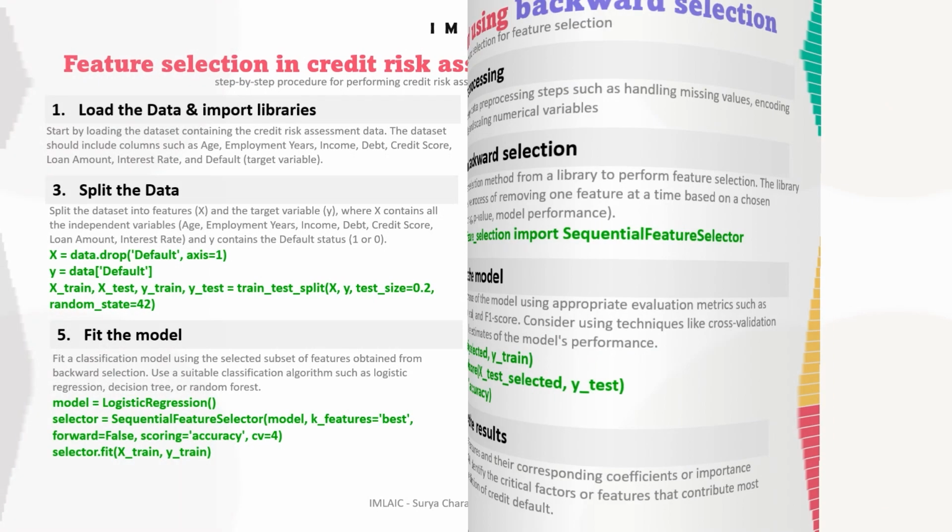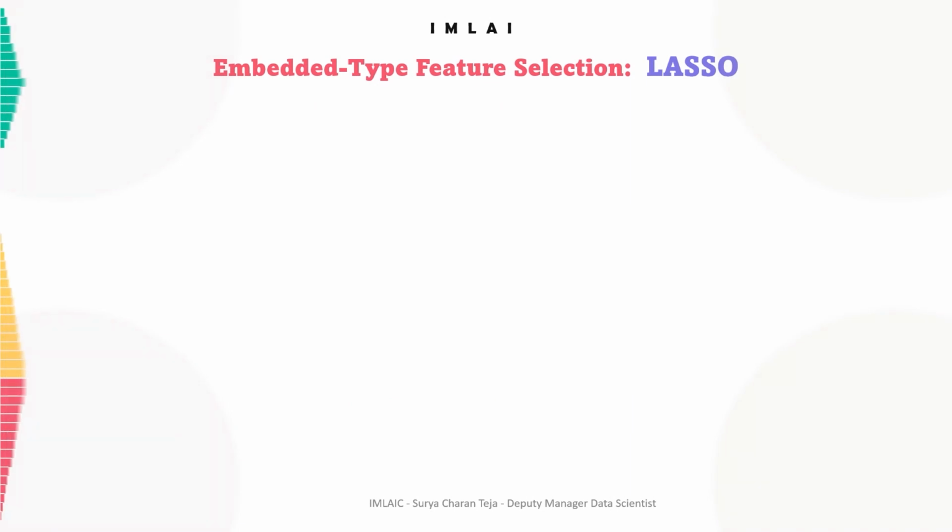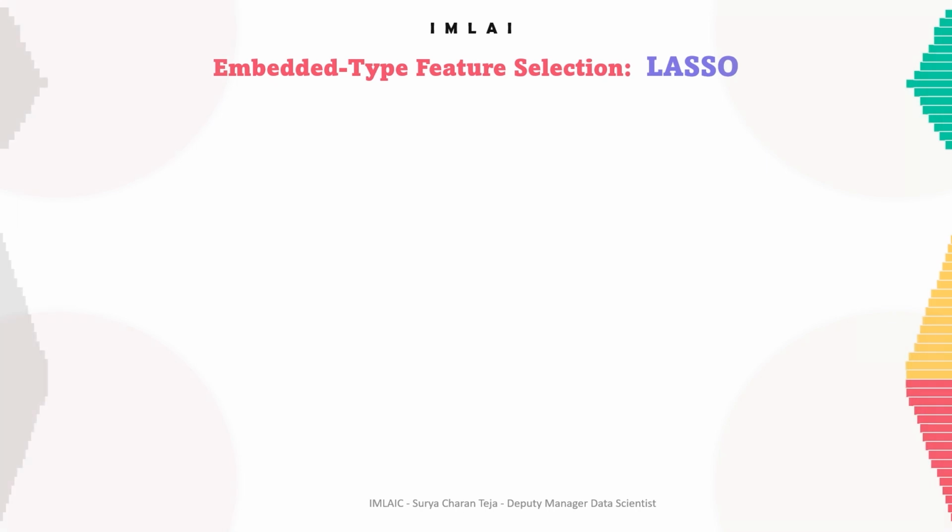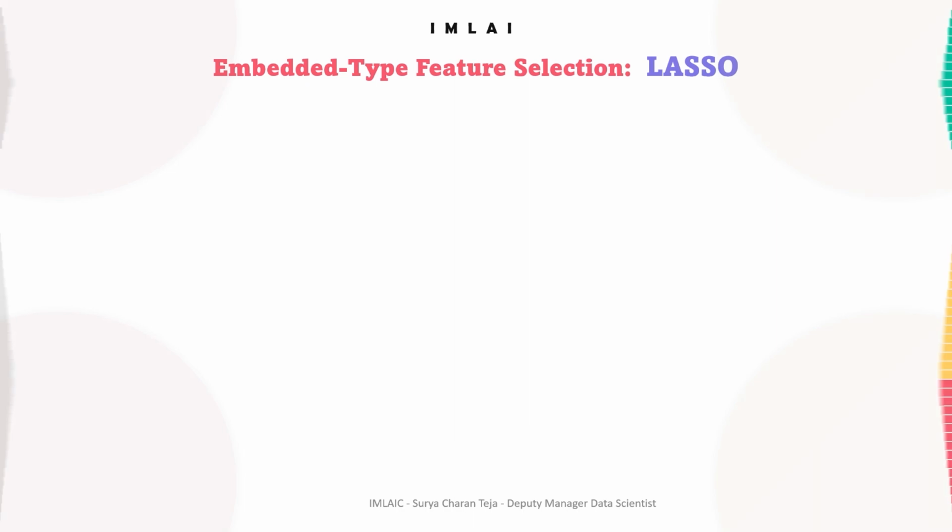Now it's time to move on to another type of feature selection, which is embedded type feature selection. The first one is lasso. But before we get into the lasso, let's have a quick glance of what is basically embedded type feature selection. So embedded type algorithms integrate the feature selection process within the model training process, allowing for simultaneous optimization of both the model and the feature subset.